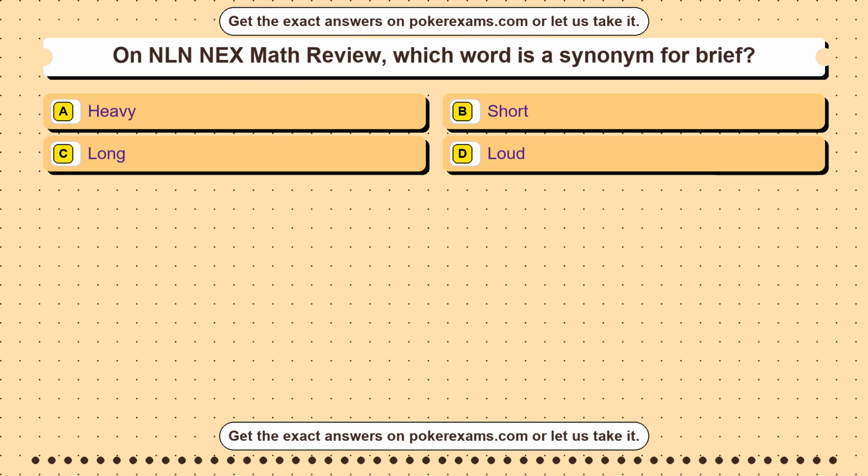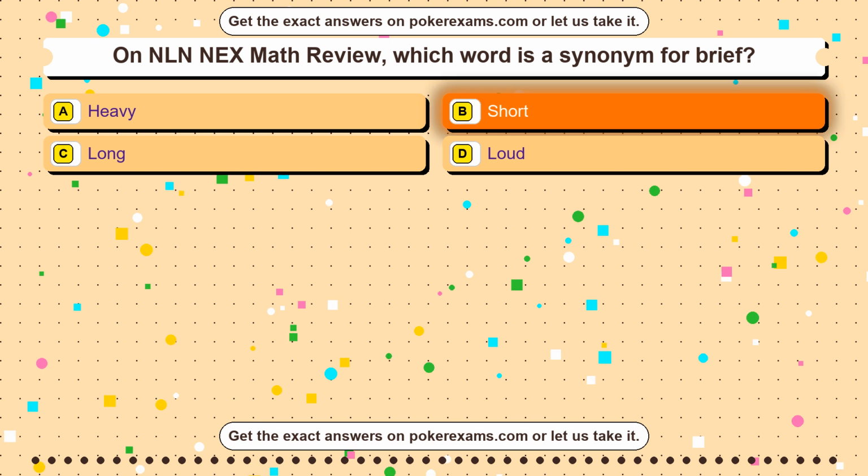Question 4. On NLN NEX Math Review, which word is a synonym for brief? Option A. Heavy. Option B. Short. Option C. Long. Option D. Loud. The correct answer is option B.